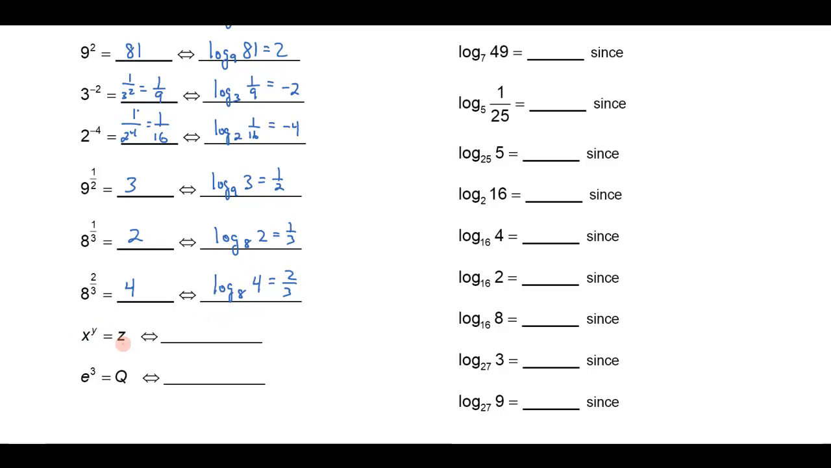If x to the y is z, that means that the log base x of z has to equal y. Remember, the logarithm is always equal to the exponent. If e to the third power is q, that means the log base e of q is equal to 3. It equals the exponent. All right?